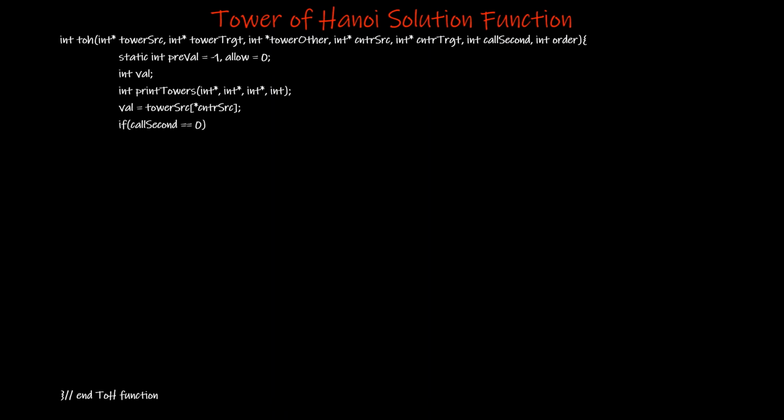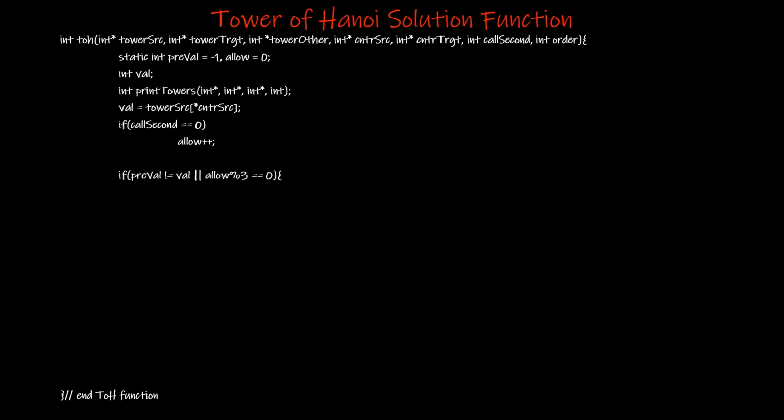Next, we check whether it is the first call or the second call. So if the value of call second is equal to 0, which indicates the call was done the first time for a particular source tower, and if it's true, we set allow to plus plus.